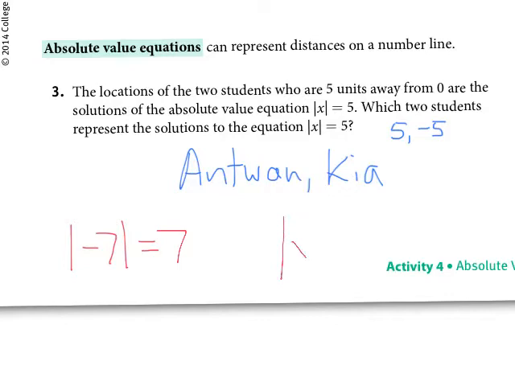Alternatively, if I have absolute value of x equals 10, I'm saying whatever is inside of here has to be 10 spaces away from zero. So what 2 numbers are 10 spaces away from zero? X would be 10 and -10. Okay? All right, so let's flip the page and look here.